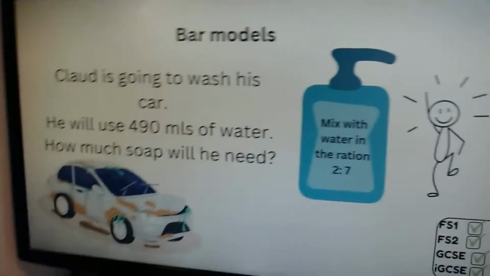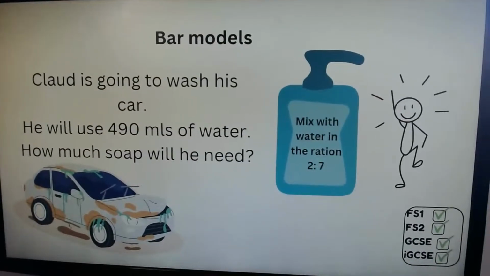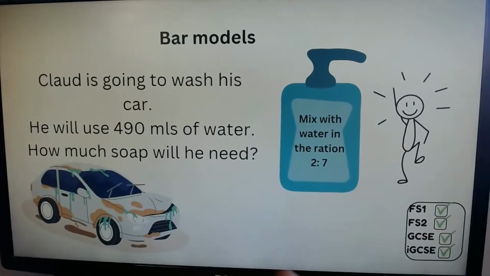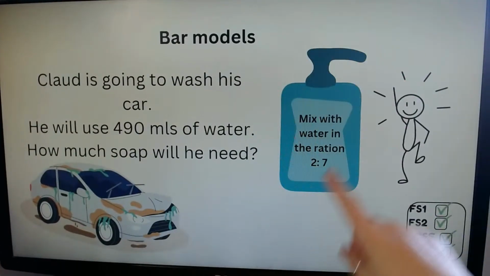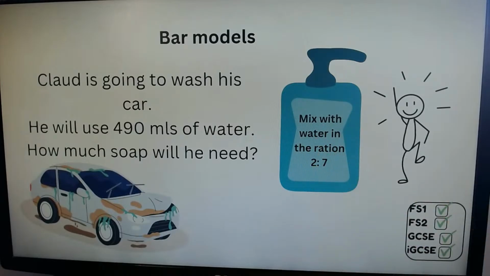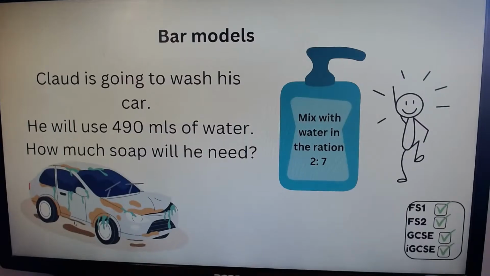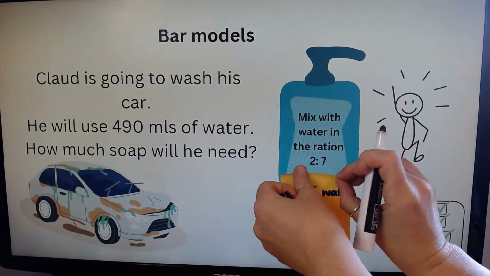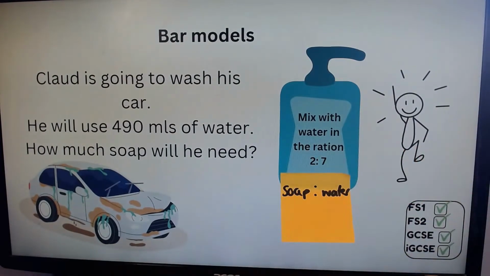Okay. So we've got Claude is going to wash his car. He will use 490 mils of water. How much soap will he need? And this is his soap. It says mix with water in the ratio 2 to 7. And that should say soap to water. Somebody pointed that out to me and I totally forgot to add it on. I will put it on now. So it should say soap to water. Okay. So I'll give you a little bit of time to have a little think about that question.